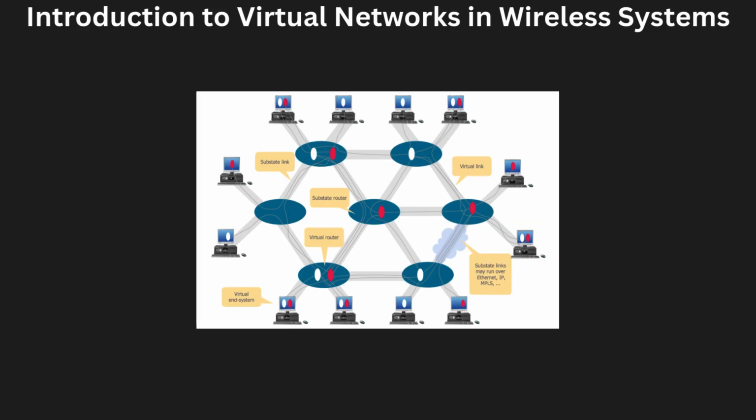So at first, the introduction to virtual networks in wireless systems. Virtual networks in wireless systems refer to the abstracted network environment where physical hardware is separated from services running on it. In enterprise settings, this allows businesses to dynamically manage resources across multiple devices and locations without being tied to physical infrastructure. Virtual private networks (VPN) are a common example, providing encrypted access to the internal company network over public wireless connections.